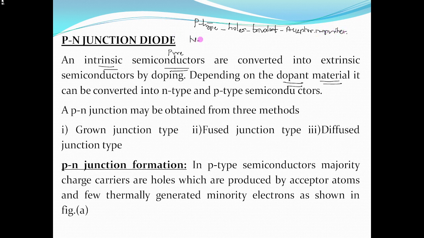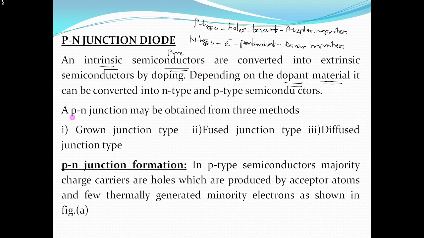In N-type, what are the majority charge carriers? The majority charge carriers are electrons. They are produced from pentavalent impurities. These electrons are donated by donor impurities.